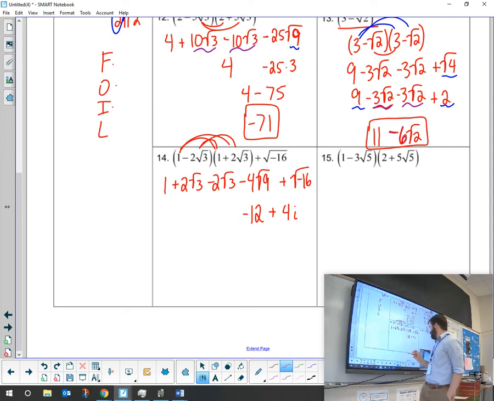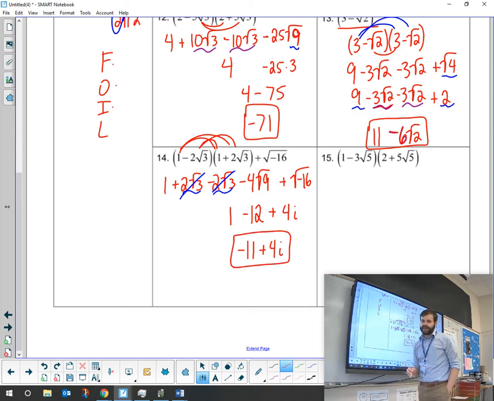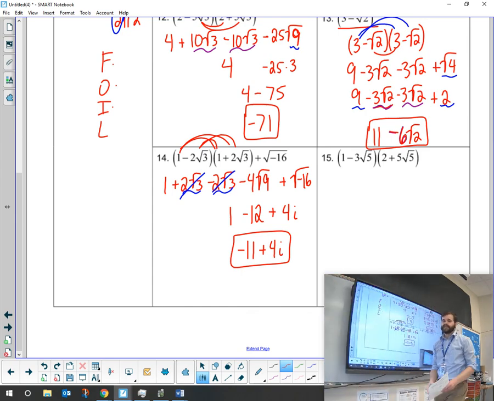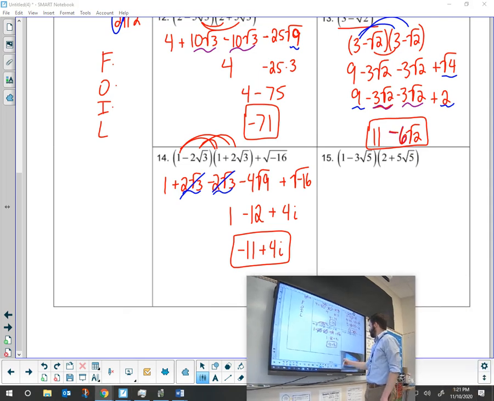Okay? Then these two are going to combine. 2 square roots of 3, negative 2 square roots of 3. Those just kind of cancel, right? Add together, they make 0. And so we're going to have 1 minus 12 plus 4i. 1 minus 12 is going to give me negative 11. Negative 11 plus 4i is going to be my answer. So I actually get a complex number as my answer there. No big deal.